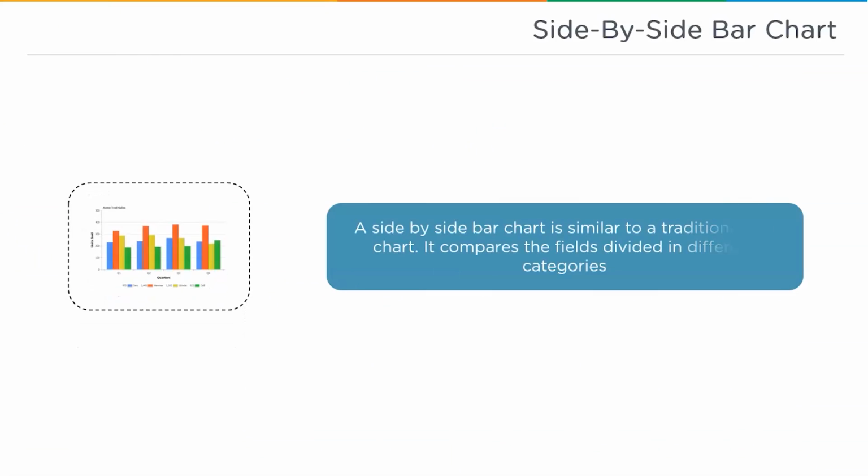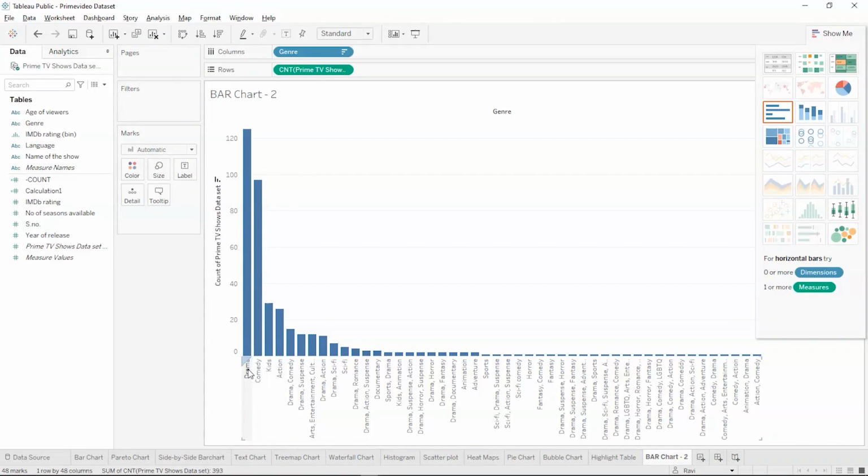So a side-by-side bar chart is completely similar to the bar chart. No rocket science or nothing big difference in between the bar chart and the side-by-side bar chart. If we get back to Tableau, you can see that we have different genres here. So we have drama, comedy, kids, action, etc.